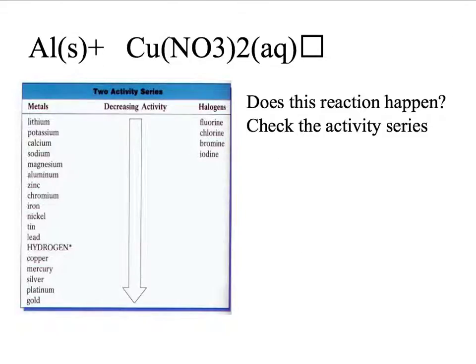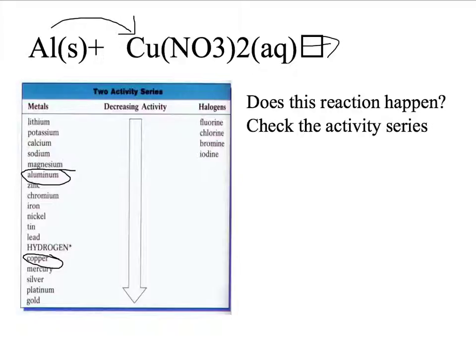Now we have aluminum plus copper nitrate. Aluminum is by itself, and aluminum is a metal, copper is a metal, so aluminum's goal would be to replace copper. Let's see if it really happens. So we look on the activity series, and here's aluminum. And then we look on the activity series, and here's copper. Aluminum is higher up, so that means this will happen.